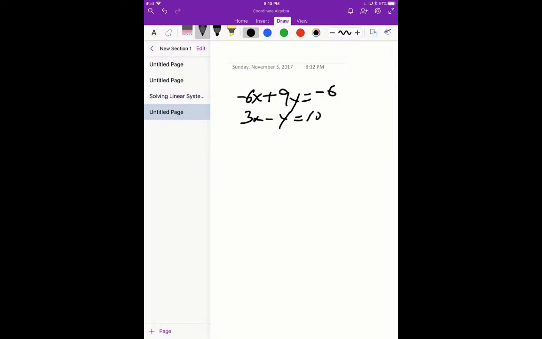So let's start with negative 6 times 4 plus 9 times 2 equals negative 6. We don't know if that's true. We could write a question mark above this, but let's just leave it like this and see what we get. Negative 6 times 4, negative 24. 9 times 2, positive 18. And so if you have negative 24, a larger negative number, and a smaller positive number, this is going to be negative 6. So you can see that this does equal negative 6. And so we know that our ordered pair 4, 2 does satisfy the first equation.